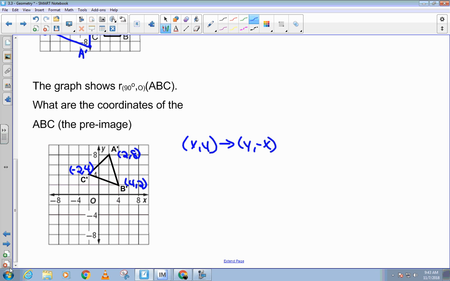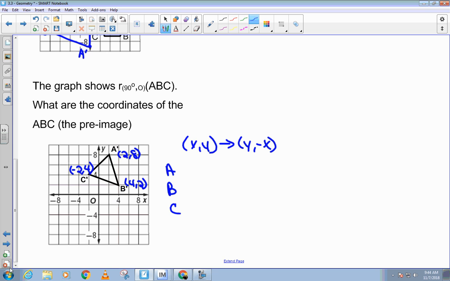Okay? Alright, so I need the coordinates for A, B, and C. So I've got 2, 8, that means I have to change the X and switch. So it becomes what? But if it's 90, wouldn't you change the Y, not the X? No, listen, because we're doing it backwards. This image right here is what happened after we already rotated it. I'm wanting the original. So I've got to go back in the opposite direction first.